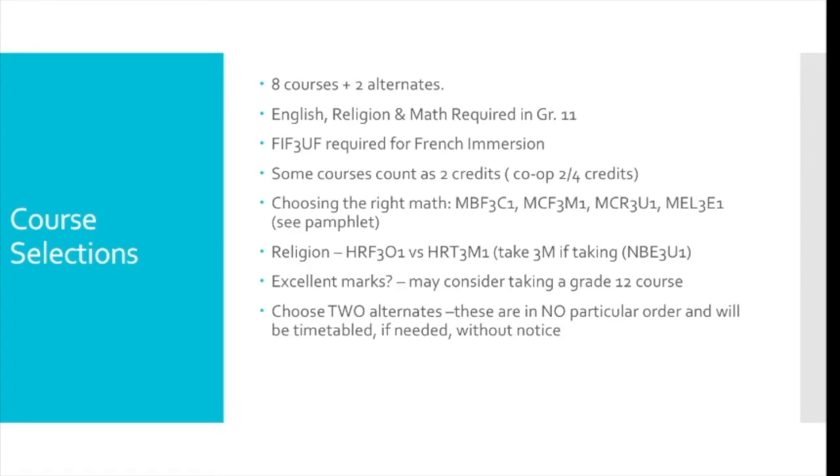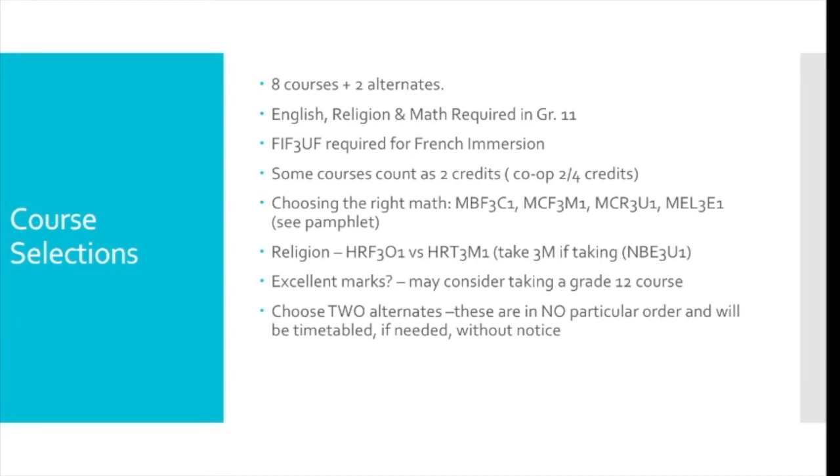There are some courses that count as 2 credits starting in grade 11. For example, co-op. 2 credits of co-op would be scheduled for half a day, and you could go out to a work placement and earn your 2 credits by training on the job. It is important for you to choose the right math once you enter grade 11.